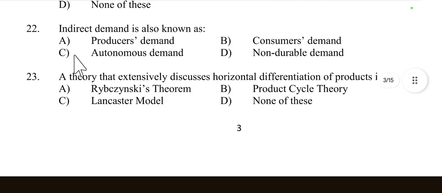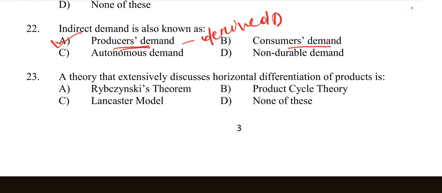Then question number 22. Indirect demand is also known as producer demand, consumer demand, autonomous or non-durable. So indirect demand is called producer demand, because producer demand is not direct demand. Consumer demand is direct demand, but producer demand is derived demand. It is called derived demand or indirect demand. We can say derived or indirect.